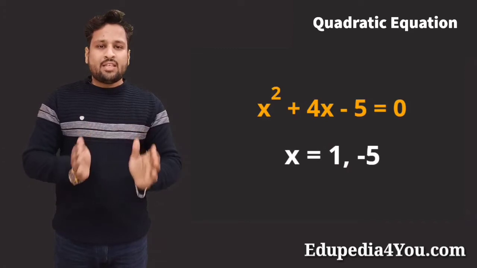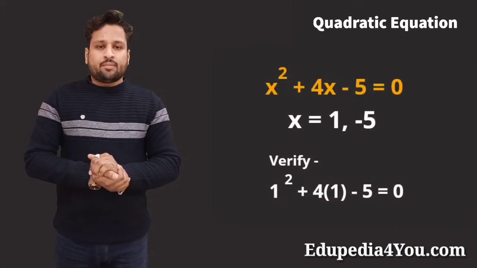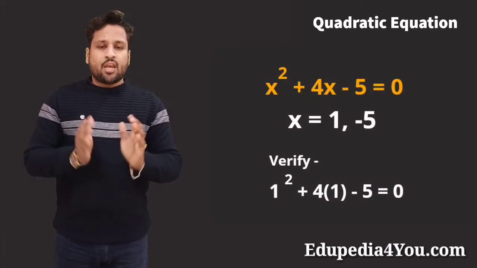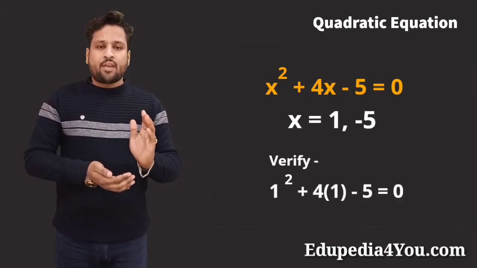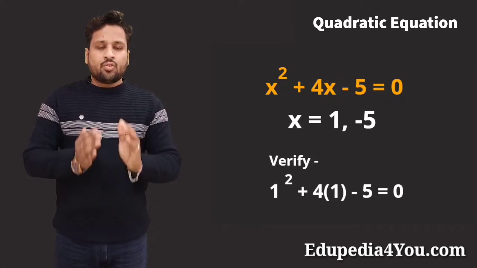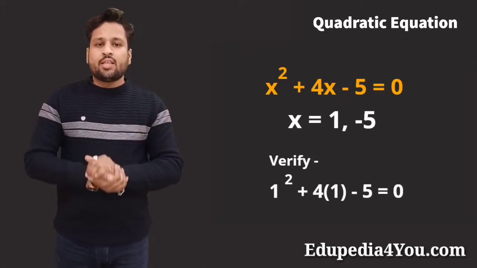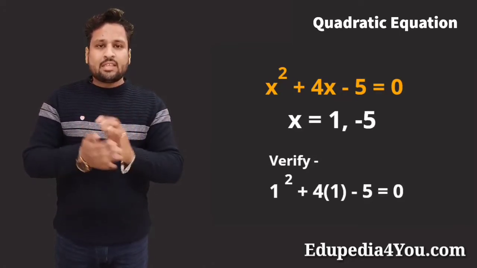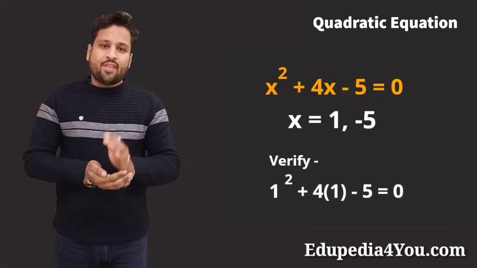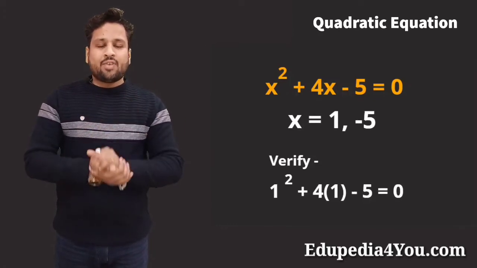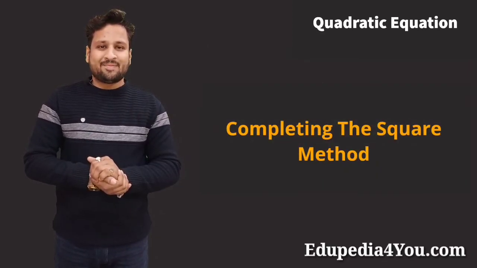Now the question arises, why are these values called the zeros? Put these values in the equation. When we put 1 in the equation, it becomes 0: 1 square plus 4 into 1 minus 5 is equal to 0. So, when we put these values, the equation becomes zero. That is why these values are known as zeros of the equation. Here, first we complete the square and then find the solution. That is why this method is known as the completing the square method.